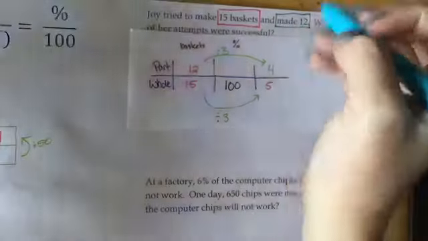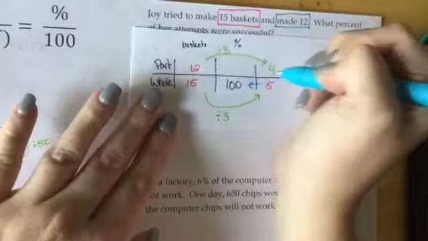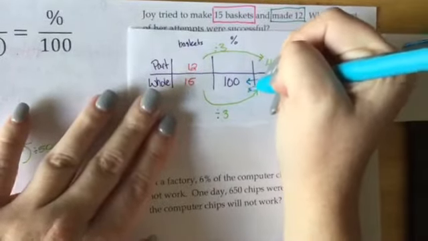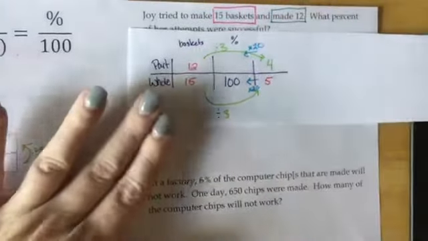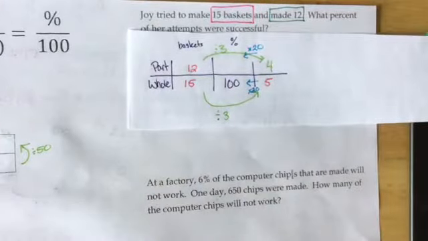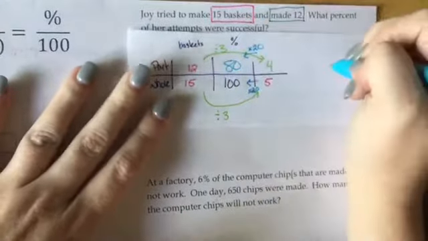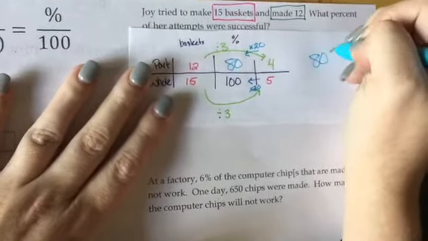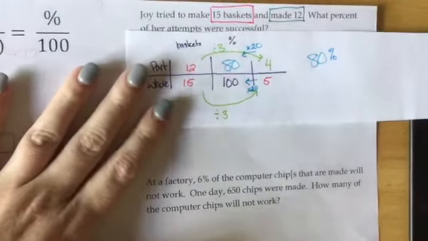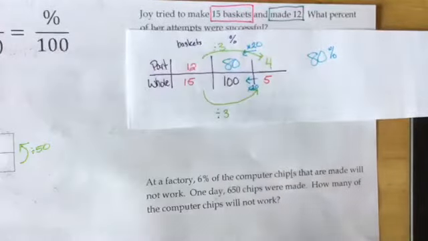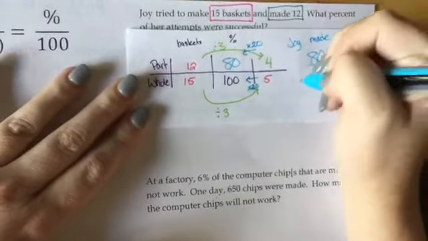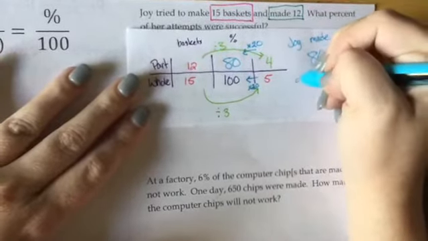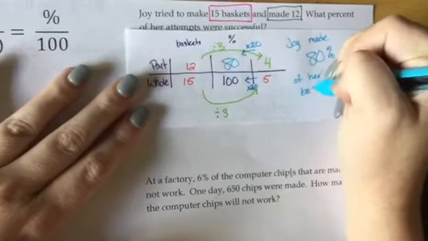Now I'm going to go from 5 to 100. How did I get from 5 to 100? Well, I multiplied by 20. So I'm going to say 4 times 20 is going to give me that answer. 4 times 20 is 80. So the correct answer for this, we should get 80. So is it just 80 or is it 80%? So 12 out of 15 is an 80%. That's a pretty good shot record. So we can say Joy made 80% of her baskets.